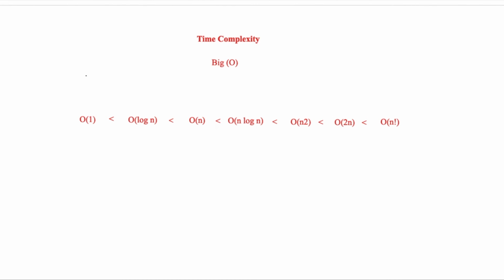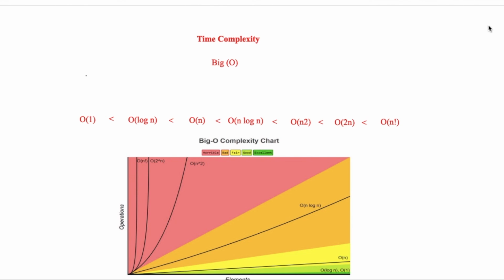To get an idea of it, I'm putting a diagram below to take a look at how the excellent ones are considered, O of 1 and O of log n, and how the horrible ones are considered, O of n factorial. Thank you so much for giving your time, and I hope you have got some idea how the time complexities are calculated and used in programs. Thank you.